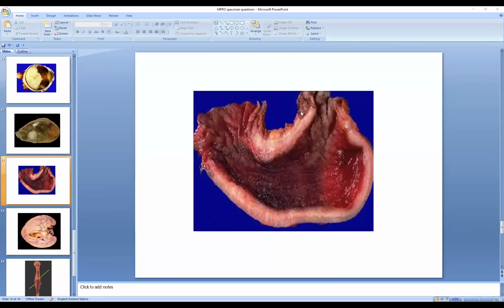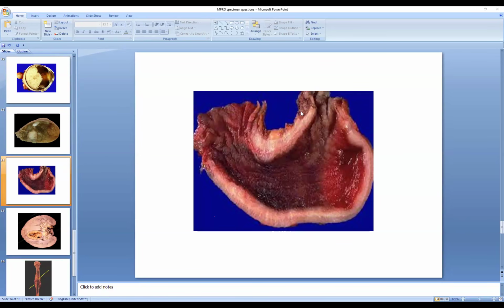Name the most common histological type of such pathology. Sir, adenocarcinoma is the most common type. Only adenocarcinoma? And at the GE junction, we can have adenocarcinoma as well as squamous carcinoma. Yes, sir. What are the risk factors for such pathology?